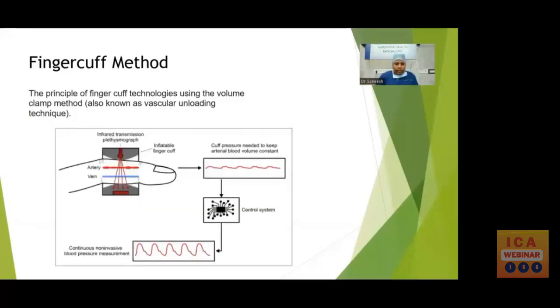The principle of finger cuff technology uses a volume clamp method, also known as the vascular unloading technique. This diagram shows the finger cuff and the infrared transmission of a plethysmograph.